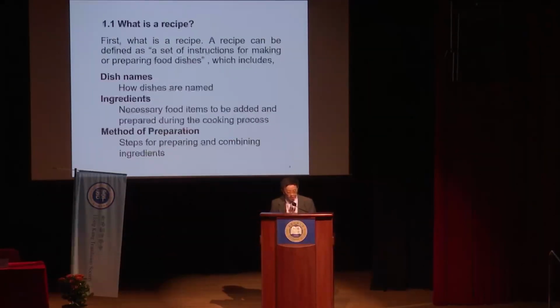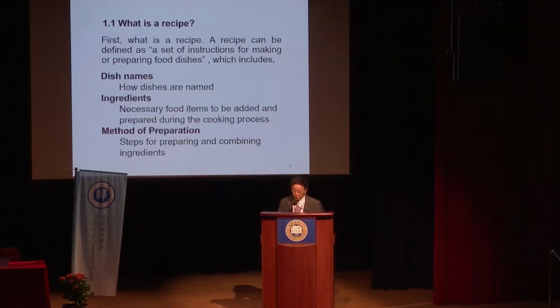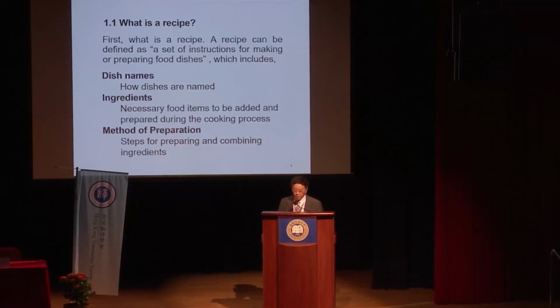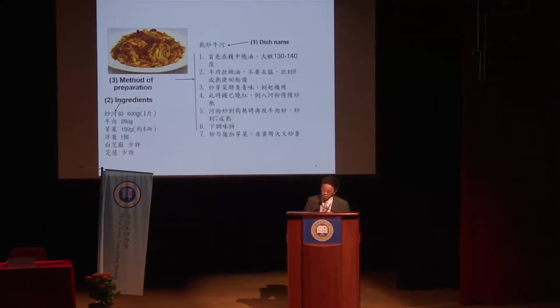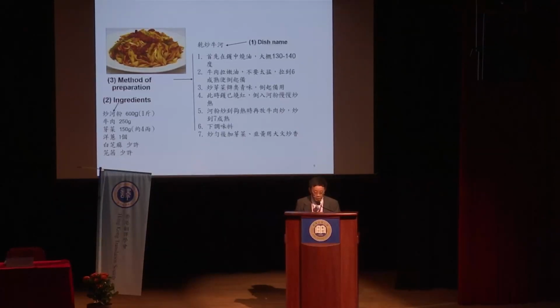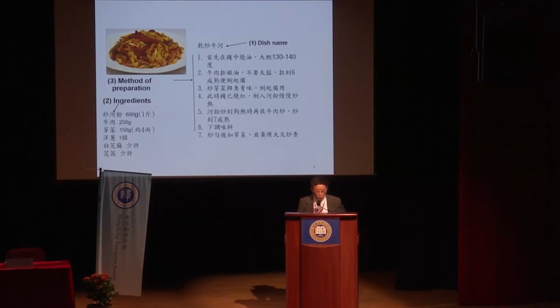Firstly, what is a recipe? The way we understand it is a set of instructions for making or preparing food dishes, including dish names, ingredients, and method of preparation. If you look at, say, a common dish that we often have, what we call the dry fry rice flour noodles with beef, then we know the gan cao niu he is the dish name, and then followed by 7 steps of methods of preparation.